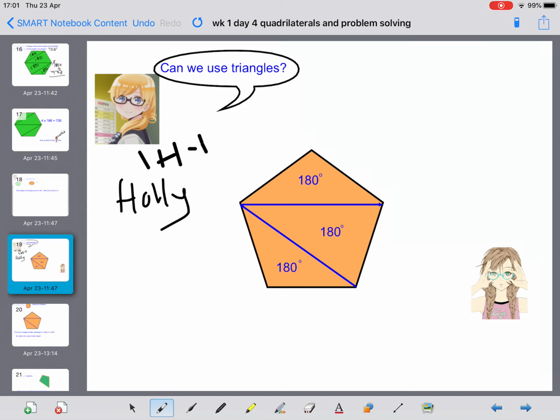This has blown her mind. This is probably Maya, because they're sitting next to each other. So this has blown Maya's mind. Look at her, she's staggered. Maya's thinking, why didn't I think of that? And we've got 3 triangles. And we know that the angles of a triangle add up to 180 degrees. So see if you can work out what the sum of all of the angles in a pentagon sum to.